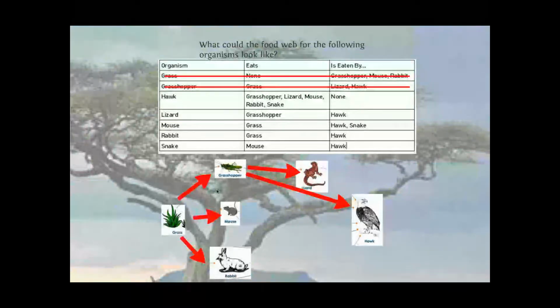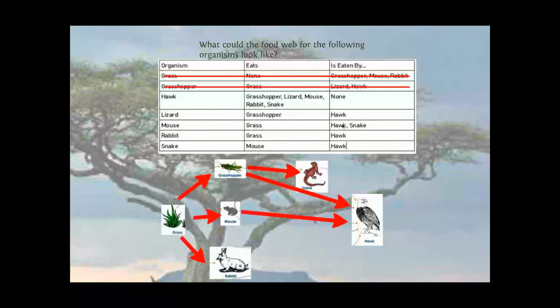So I've checked my grass. I've checked my grasshopper. Now I've got four organisms I could check off from my list that haven't been crossed off: the mouse, the rabbit, the lizard, and the hawk. I'm just going to keep going with these guys over here and finish them up. So I'm going to check my mouse. And my mouse is eaten by a hawk and a snake. Now, I already have a hawk on my diagram, so I'm not going to add another one. I'm just going to cheat and draw the arrow from the mouse to the hawk that I already have.